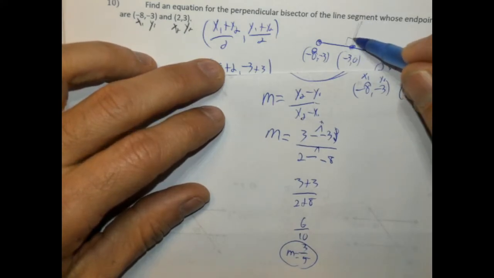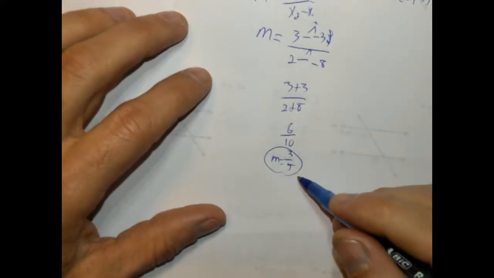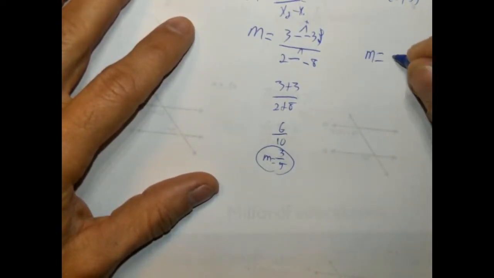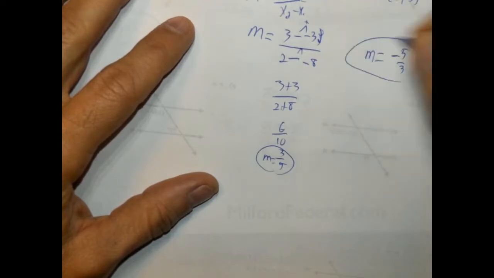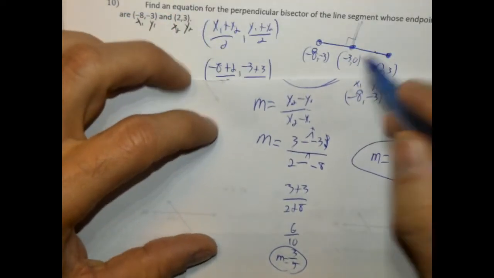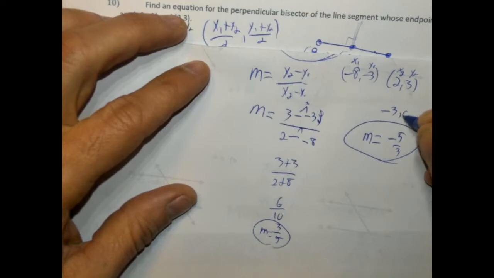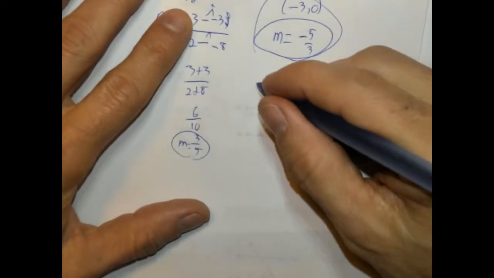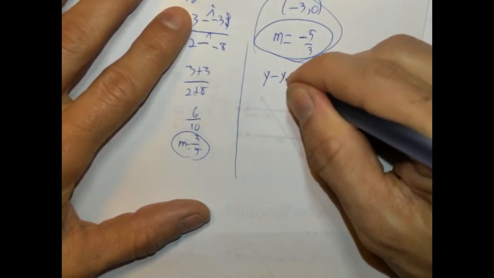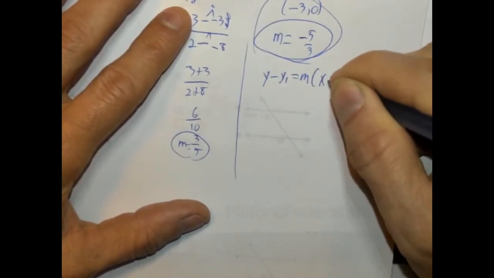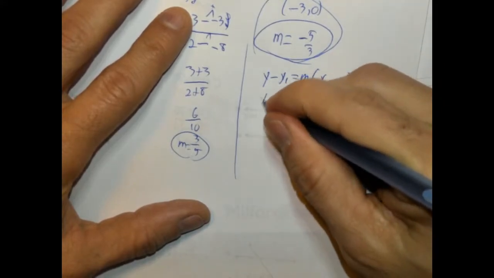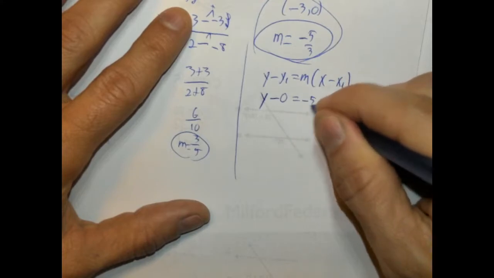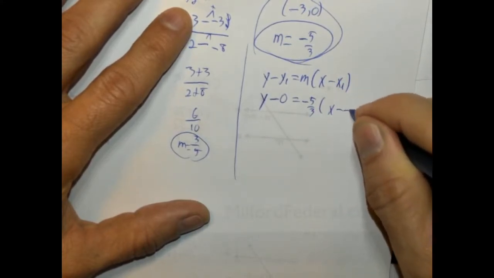This would be perpendicular to it, which means we're going to take the opposite inverse of 3 over 5. So we're going to flip it and change its sign. So the m we're going to use is going to be -5 over 3. The point is -3, 0. So we have our point, we have our slope. We're now going to use point slope form. So we're going to use y minus y1 equals m parentheses x minus x1. So y minus 0 equals negative 5 over 3, parentheses, x minus negative 3.